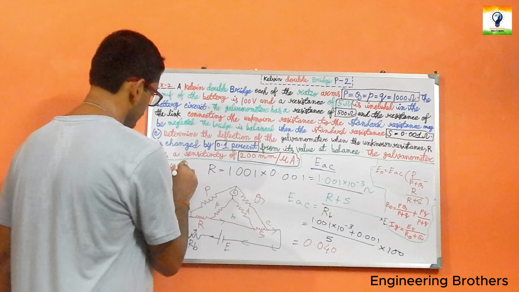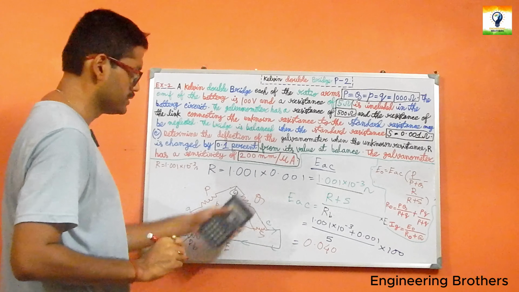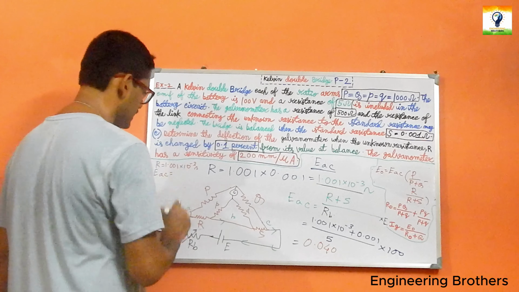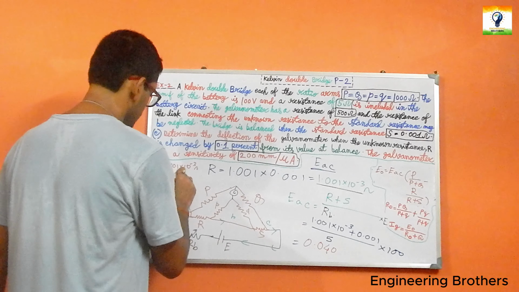So the R value will be 1.001 multiplied with our 10 power minus 3 ohm. In our next part, we do have the EAC, which is nothing but our 0.040.